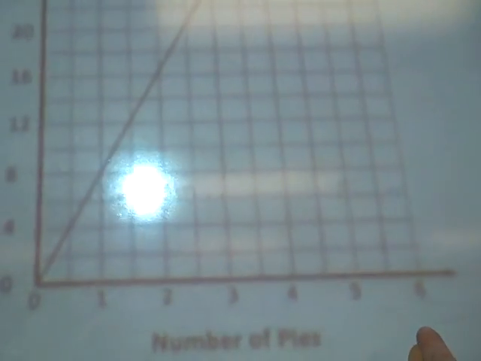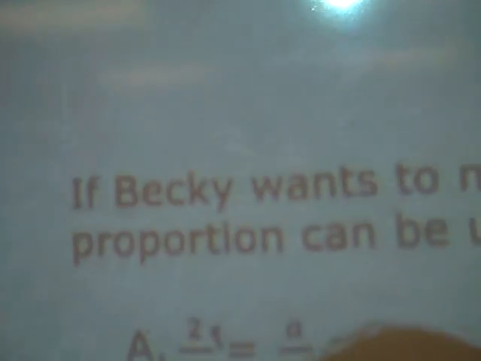pies. Alright, so if I look at this, the number of pies goes out to 6, so I can't use the table. I could estimate using the table, but the question doesn't care how many apples, just which proportion could be used. So I'm going to take a close look at proportion A, and it says 2 matching with 16. I put in these letters next to that.